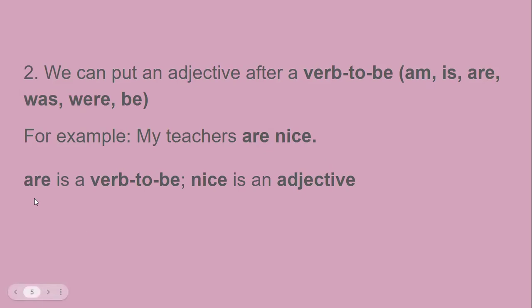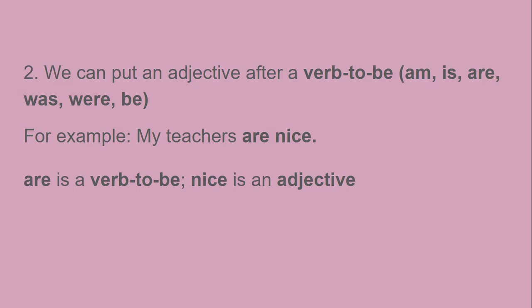As you can see here, I'm saying it again. Are is a verb to be. Nice is an adjective. So in this case, an adjective is after a verb to be. A verb to be, are, in this sentence. Okay, perfect.